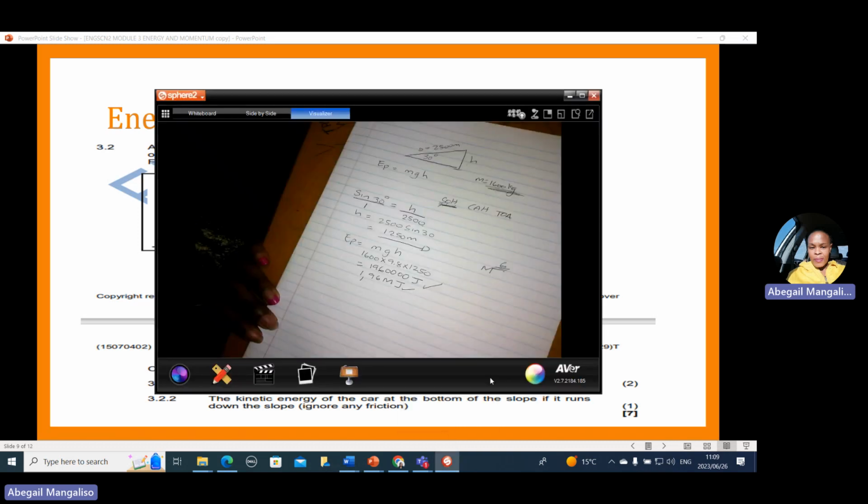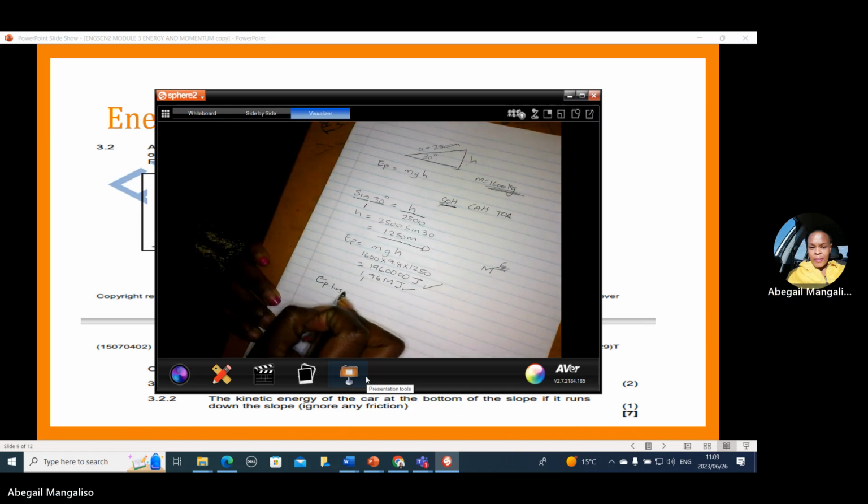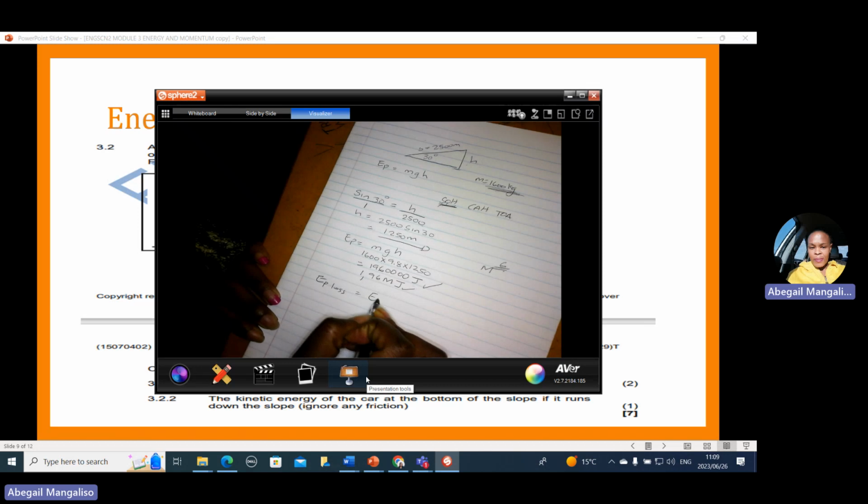This law states that the EP on top, we had this total potential energy, right? So the EP loss will be equal to the EK gain. So the energy that has been lost is all of this one. So you just write there 1960000 joules equal to EK gain.